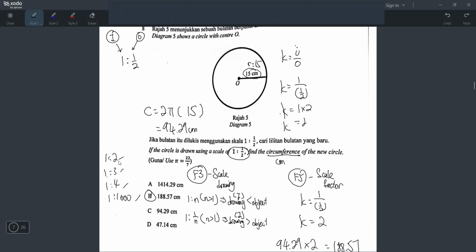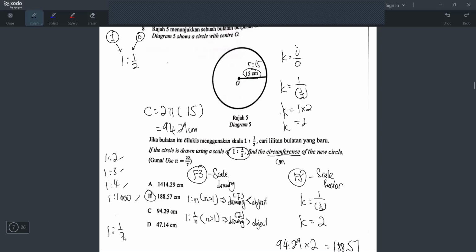Because most of the time when you look at a drawing, when you look at a map, usually when you draw, you will not draw the actual size. You will draw smaller. Your drawing will be smaller. So the scale we use is like this: 1:2, 1:3, or a ratio like that. But what if my ratio is 1:1/n?